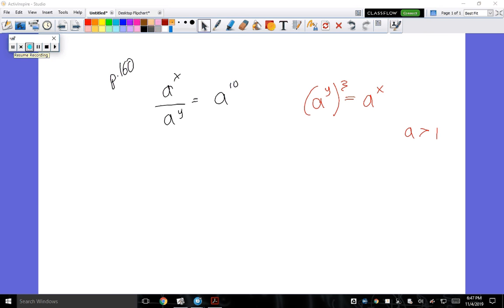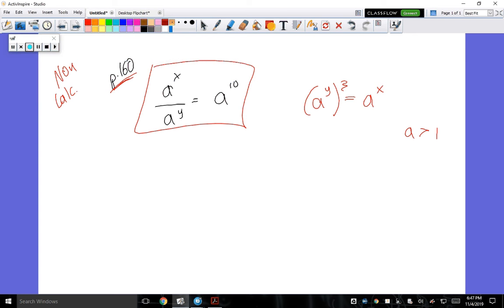Alright, so in your book, on page 160, this is a non-calculator kind of problem. So the manipulation with these properties, you definitely need to know how to do. So here's what I'll say. What this question is testing is Algebra 2 knowledge that exists with the following. Let's say that I had x squared times x to the third. What do you think that equals? Okay, so x to the fifth or x to the sixth.